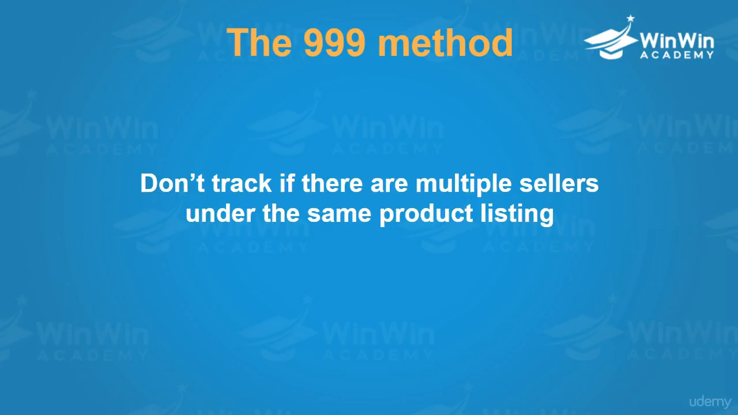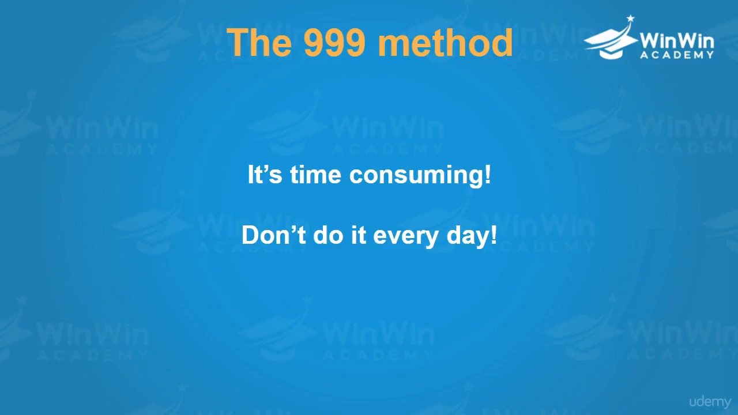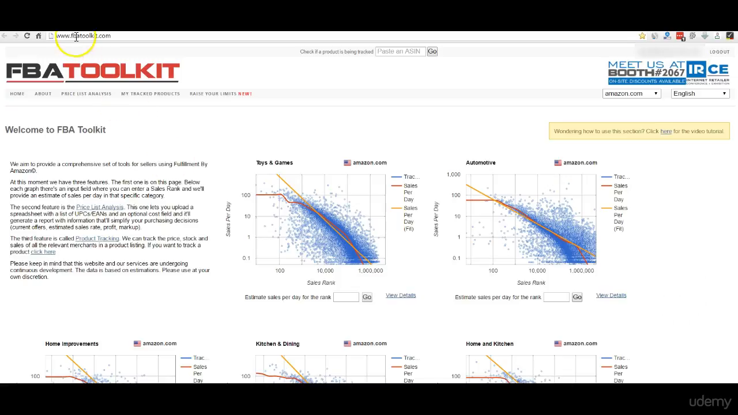Now this method of manual checking can be very time consuming, and I don't recommend that you do it on a daily basis. Luckily, there is a free tool that will automate the whole process of checking inventory levels of each seller each day. The tool is called FBA Toolkit. So head over to fbatoolkit.com and create a free account. With a free account, you will be able to track up to 10 products each day.